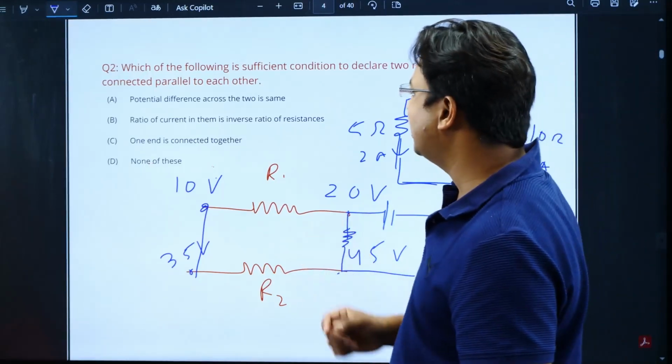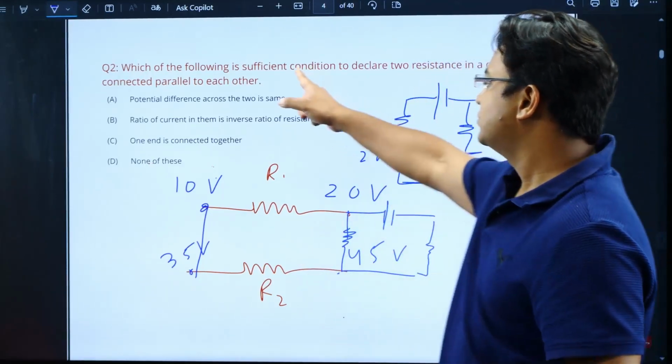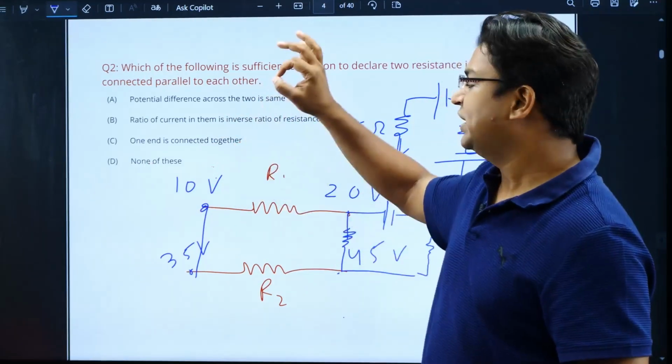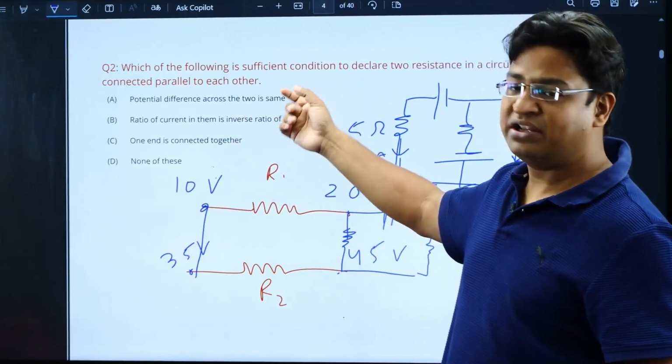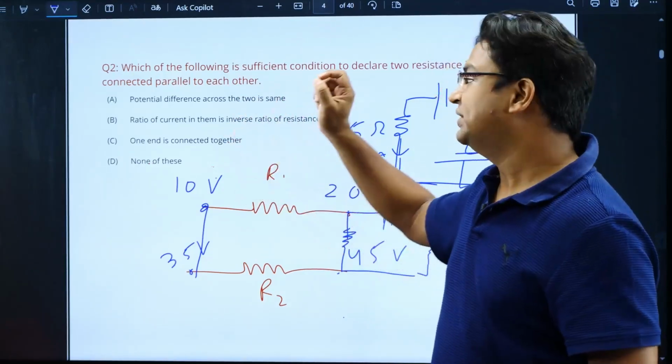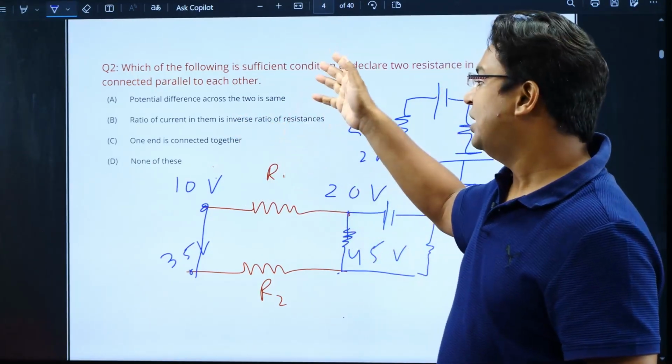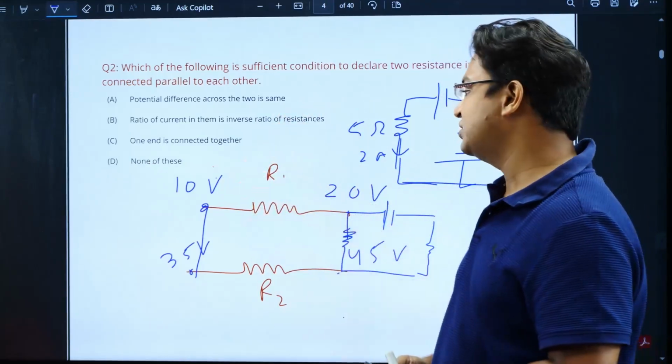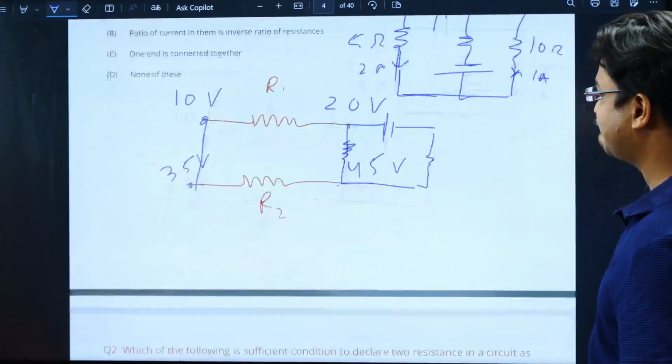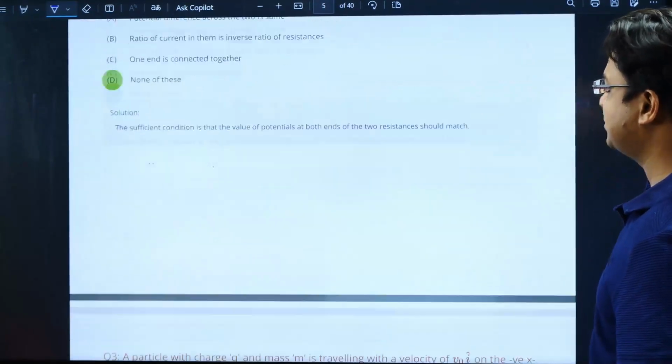So, which of the following is a sufficient condition? None of them, they are not sufficient. Sufficient means that if the condition is satisfied, we don't have to check any other condition and we can directly conclude that the resistances are connected in parallel. None of these conditions is sufficient. So again, the answer to this question should be option D. So this is also D.